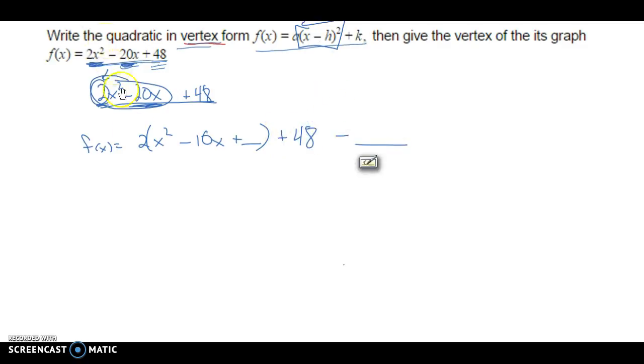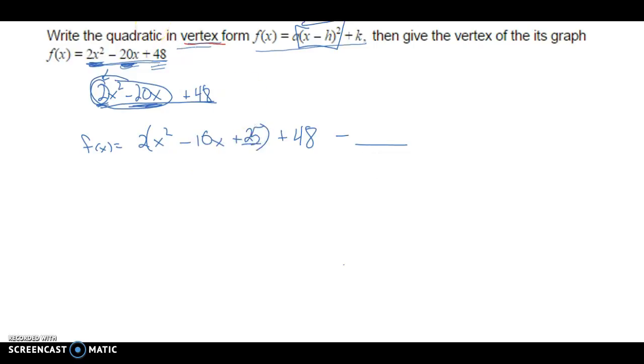So what you're basically seeing here is the 2 is pulled out. This would give me 2x squared. This would be negative 20x. So I have that portion. The 48 is still here. And I'm going to have to find a correct value to put here and put a balancing number over here that'll work out. So what number goes in that blank? Well, when we complete the square, we know we want to take half of this number and square it. Now that's supposed to look like a 10. Half of 10 is 5. 5 squared is 25. So I'm going to put a 25 over here.